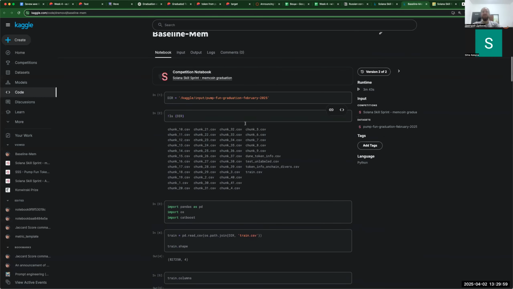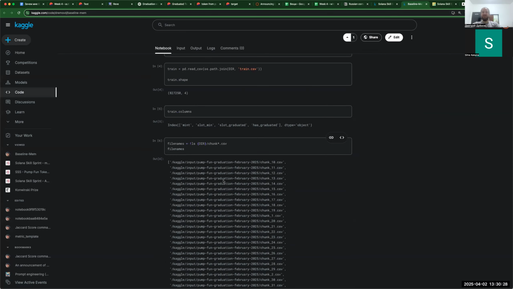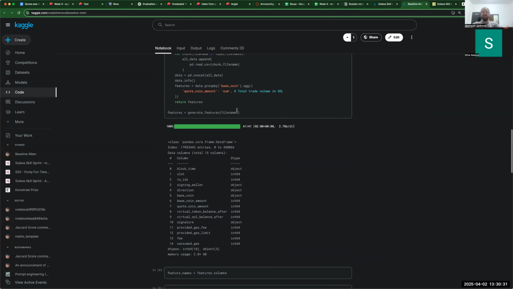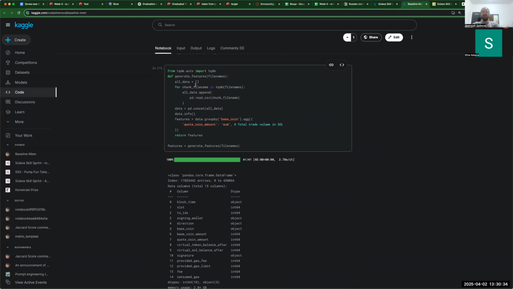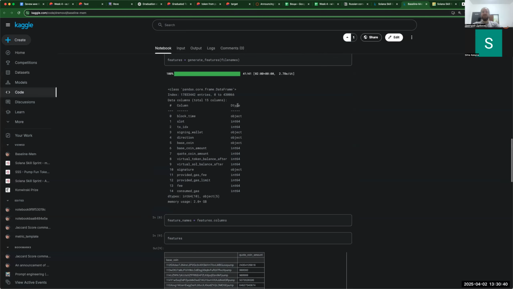So how do you approach this? First of all, there is a data set for this competition, which is connected here, where all the data is. These are the chunks with transactions, with the swaps, and also some additional information about the tokens, and the train data set and test data set. How does it look? All these chunks we can download and read with Python. And here is how the table looks.